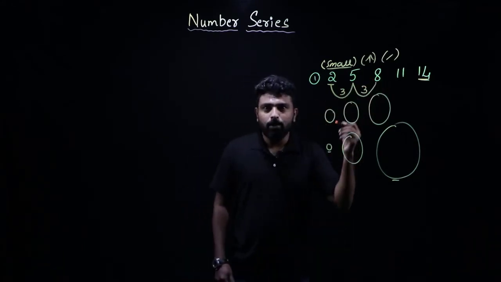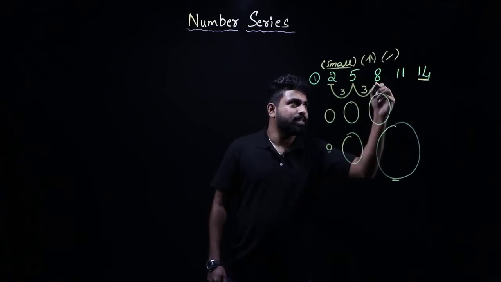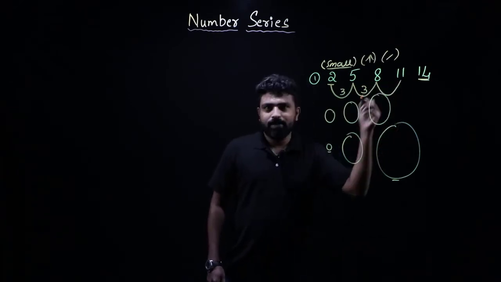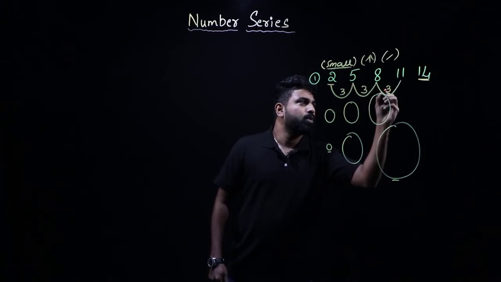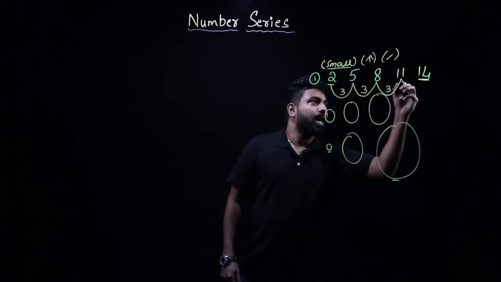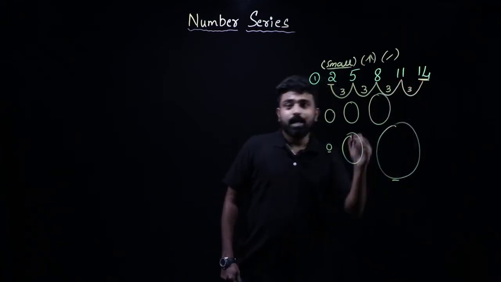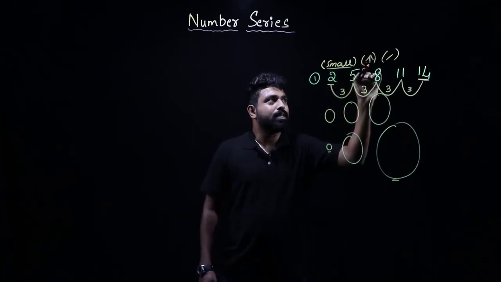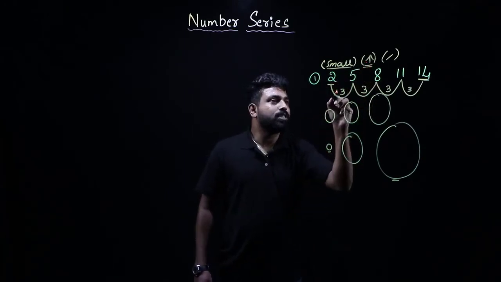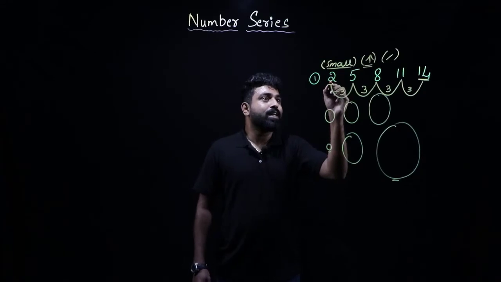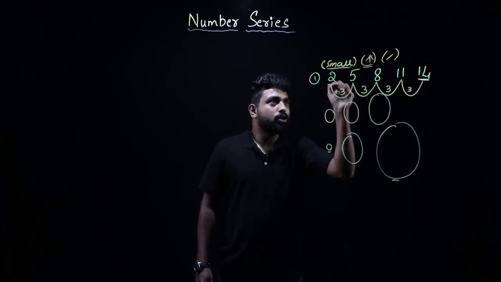So let us not worry about the sign now. So let us start taking the difference. Again, what about 8 and 11? Again the difference is 3. What about 11 and 14? Again the difference would be 3. Since the series is continuously increasing, which we have noted down here, we'll have to use the positive sign. Because if there is a positive sign, if you add 3 to 2, you get 5.